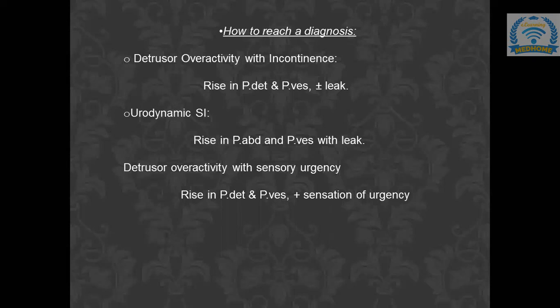then in the graph the bladder capacity will be reduced only. Okay, only bladder capacity will be reduced. Yes, that is the thing I want to confirm: if there is detrusor overactivity with sensory urgency, then the graphical presentation will be just like detrusor overactivity, but there will be no leak, right?